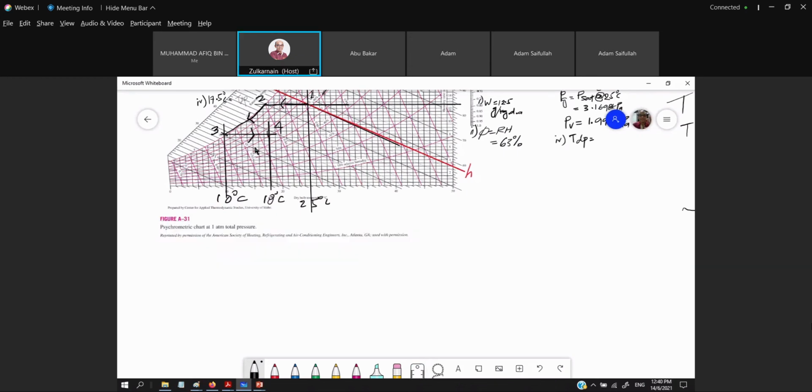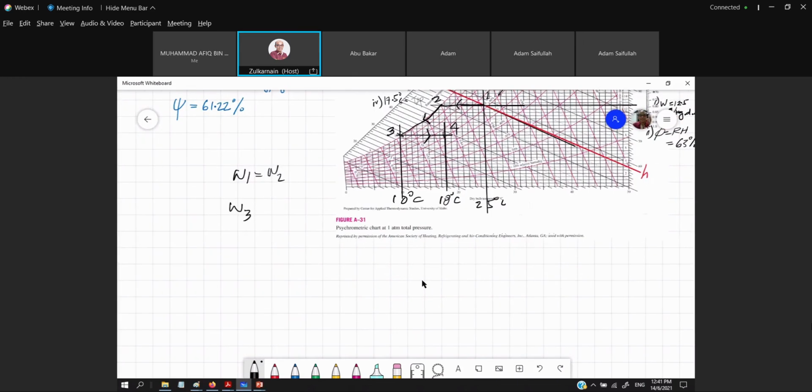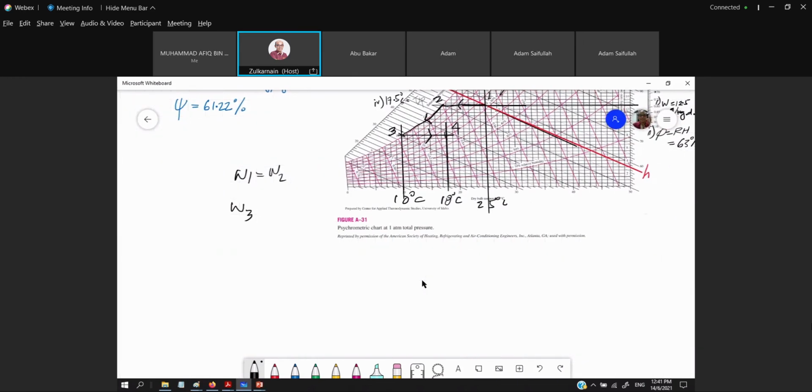So that's we finish with the process. 1 to 2, sensible heat cooling, 2 to 3, latent heat, and then 3 to 4, heating, sensible heat. Ada 4 points. So now the question seterusnya is to get the W3, which is equal to the omega 3, which is equal to the omega 4. This is number 1 of part C. C part 1.